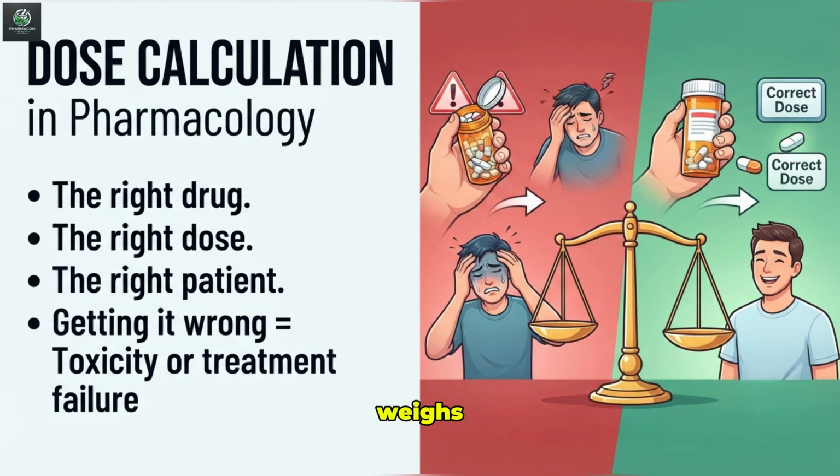A child weighs 12 kilograms, and the drug dose is 20 milligrams per kilogram. How many milligrams does this child need? Or, a patient has poor kidney function. Do we give the same dose, a smaller dose, or a different drug entirely? Getting the answer right means the patient recovers. Getting it wrong means toxicity, treatment failure, or death.